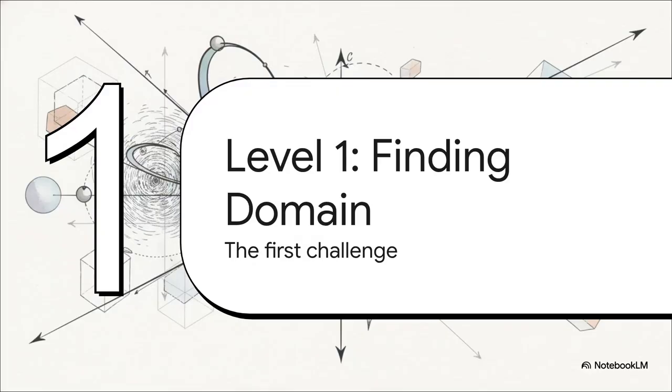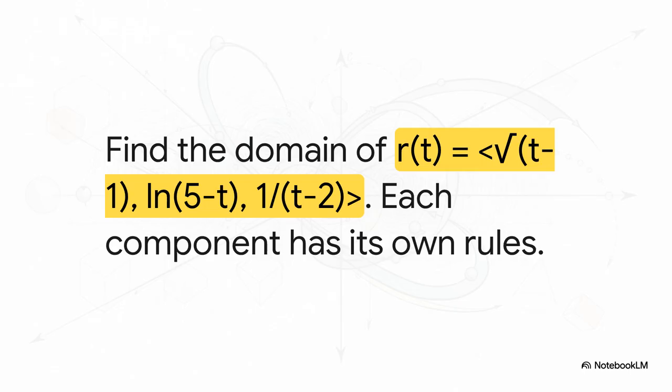All right, toolkit is packed. It's time for our first challenge. Before we can even describe a path, we have to know for which values of t that path even exists. This is what we call finding the domain. So, here is our vector function for this level. It's made of 3 different pieces, right? We've got a square root, a natural log, and a fraction. And each one of those has its own set of rules about what numbers you're allowed to plug in.